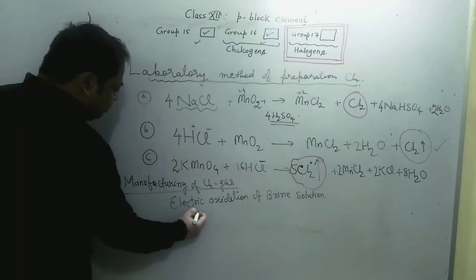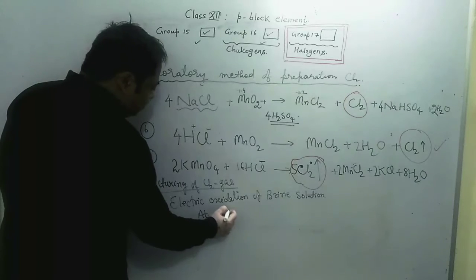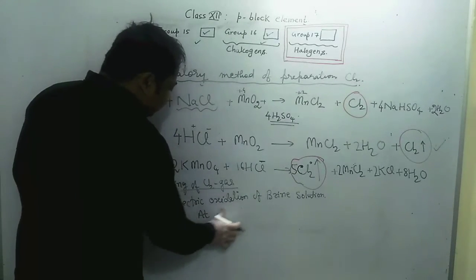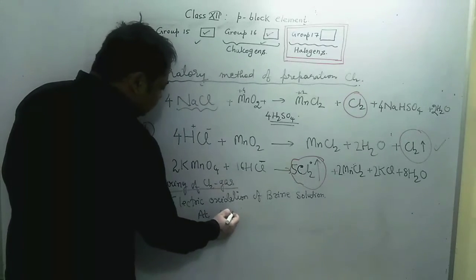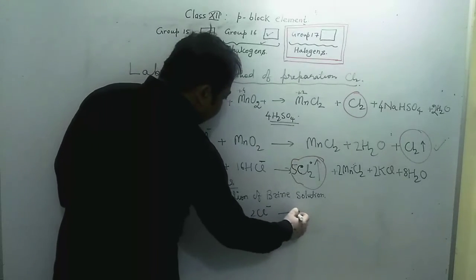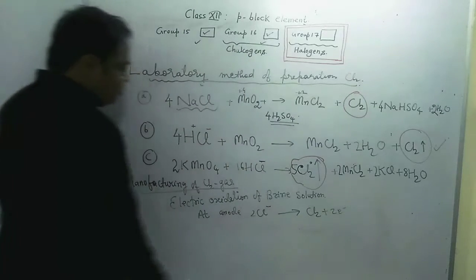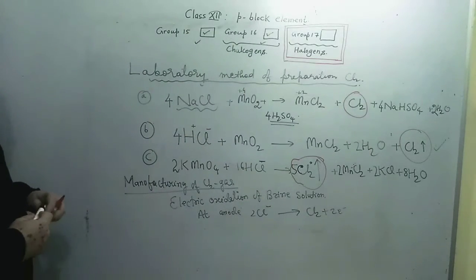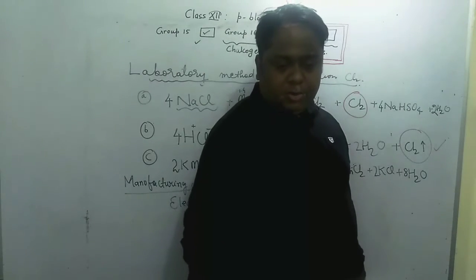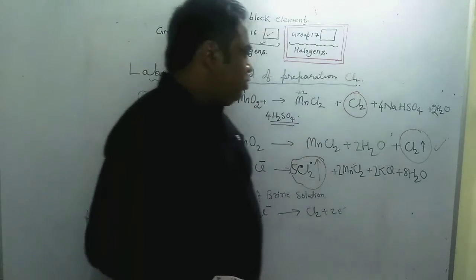So what will happen? Reduction takes place at the cathode, oxidation takes place at the anode. So at the anode, Cl minus will give out an electron and will form Cl2 gas. Now there is one more method of manufacturing of chlorine. It is very simple. It's called the Deacon process.